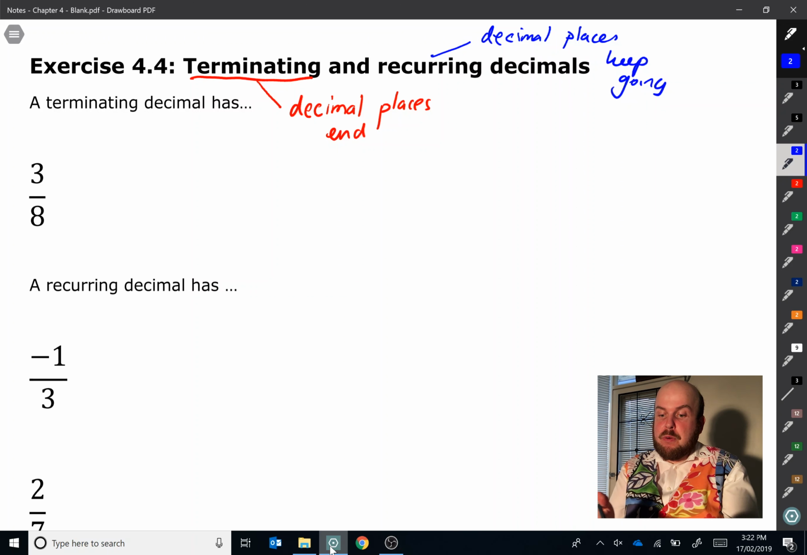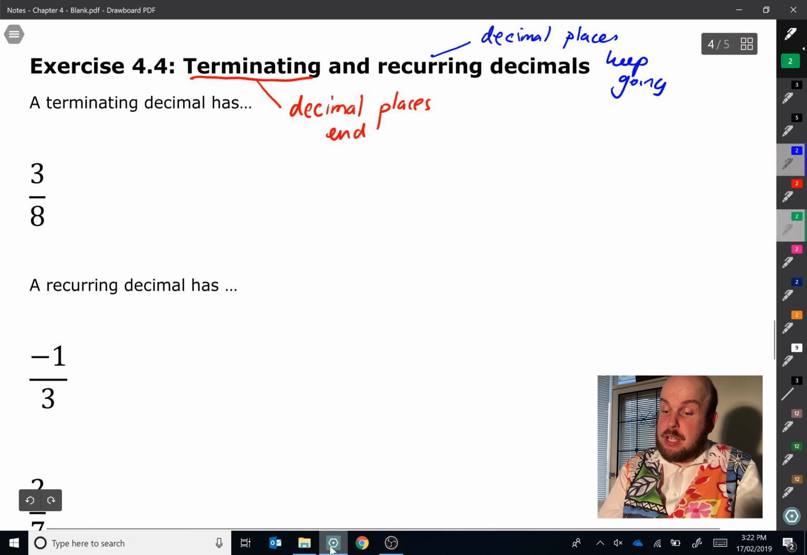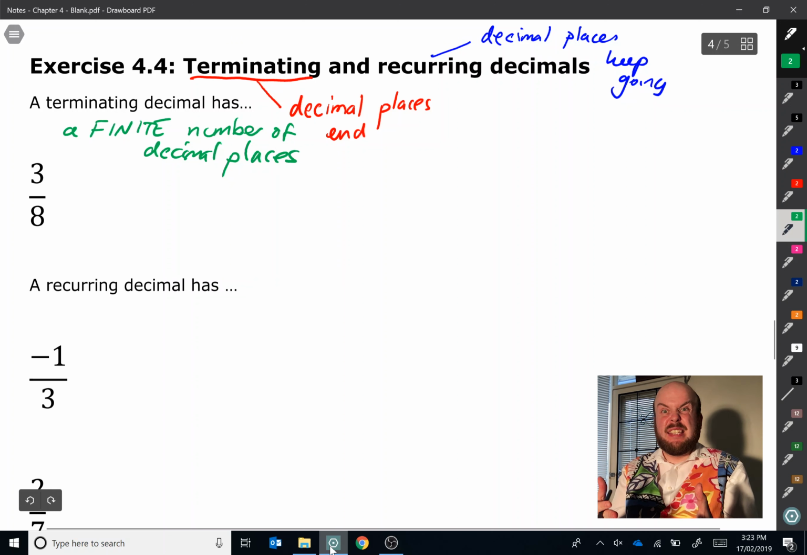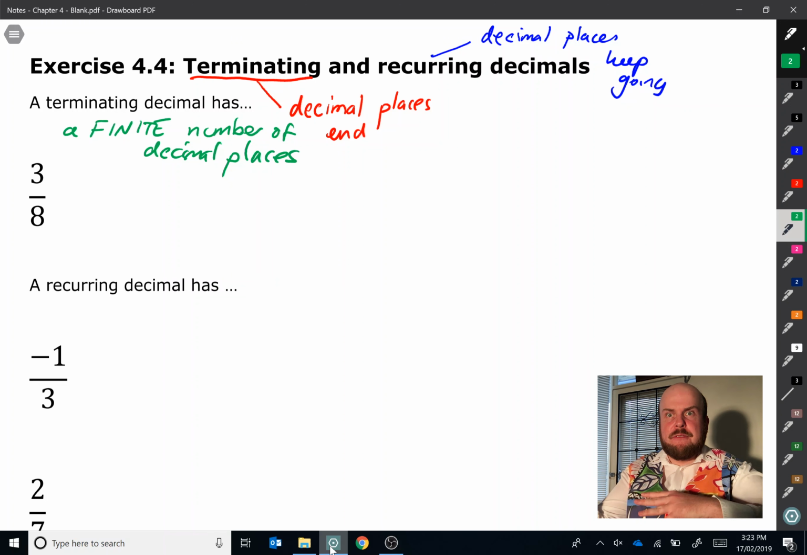So, for example, we want to see an example of a terminating decimal. A terminating decimal, if you want to use the proper terminology here, has a finite number of decimal places. So finite just means it ends. We don't have to round up or round down, it just ends.